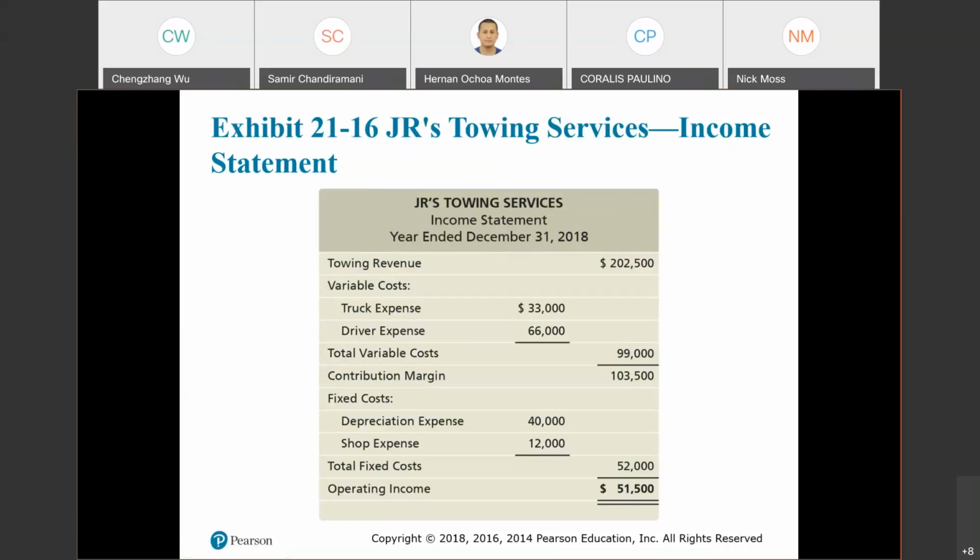Well, this is the income statement in contribution margin format, showing the revenues in 2018. Revenue minus variable cost, we get the contribution margin, less fixed cost, we get the operating income.